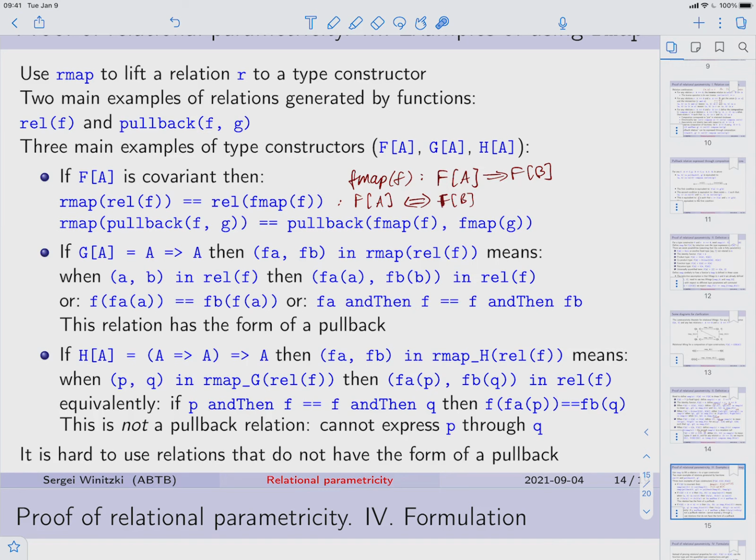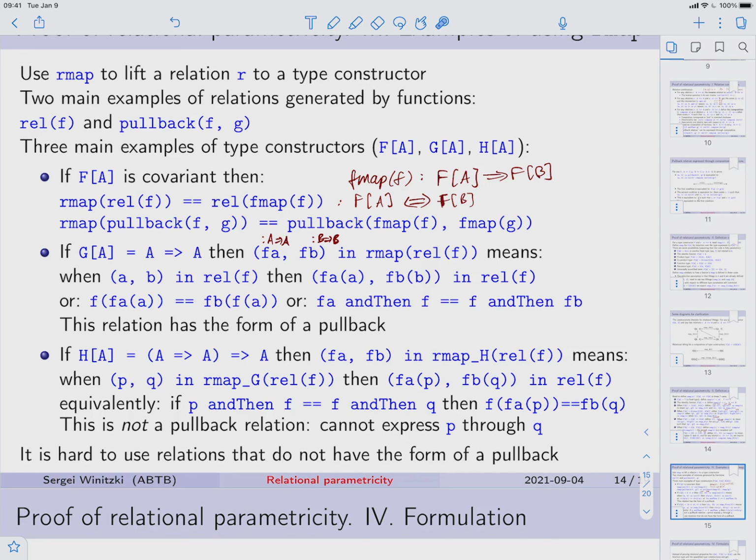Now, more interesting examples that are not covariant. So this is a type constructor. What does it mean that two functions here are in this relation? It means that when any two values a and b are in this relation, then the results of applying the function to this argument are in that relation. So fa and fb need to be applied, each of them to a and to b. So fa is of type a to a, fb is of type b to b. So when is a function of type a to a in a relation with a function of type b to b? When this holds.